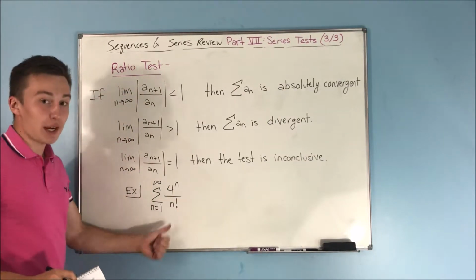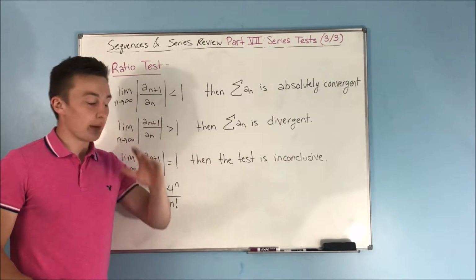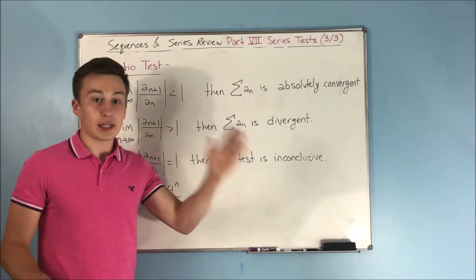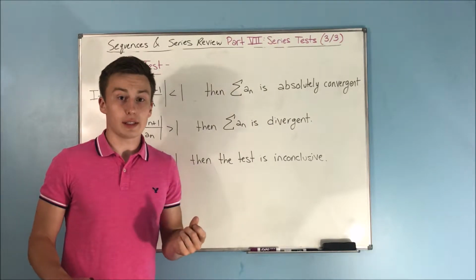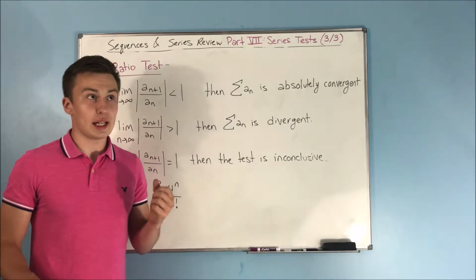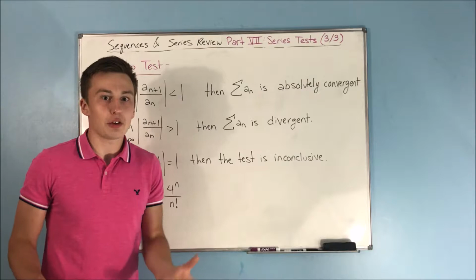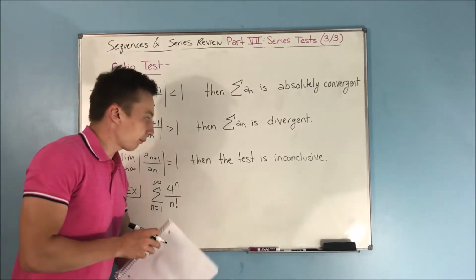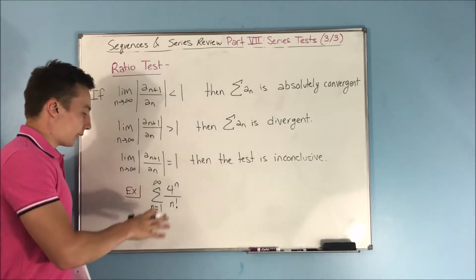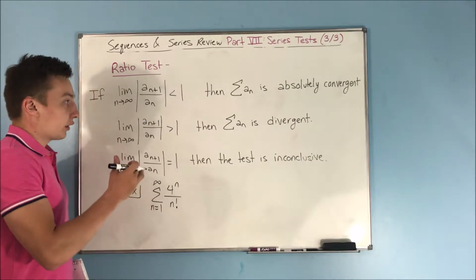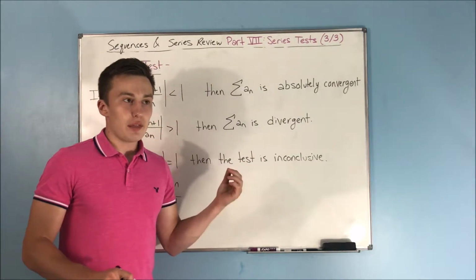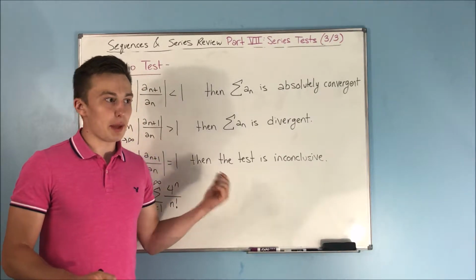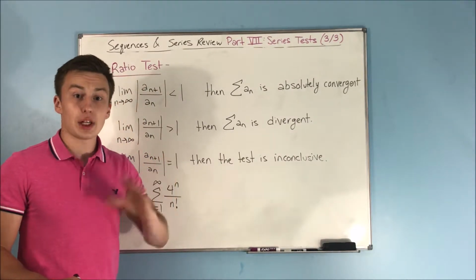If you see a factorial in your series, and I have a checklist of all the tests to go through, jump straight to the ratio test. That is really the only test that can handle factorials. Other than that, if the ratio test turns out to be inconclusive, there was probably a better solution earlier on in that checklist that I gave you.